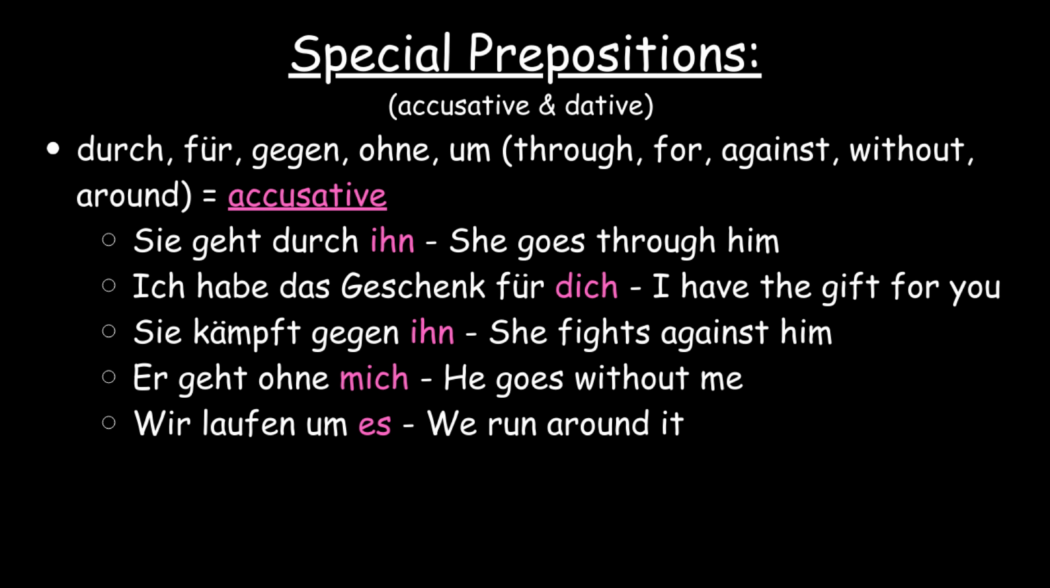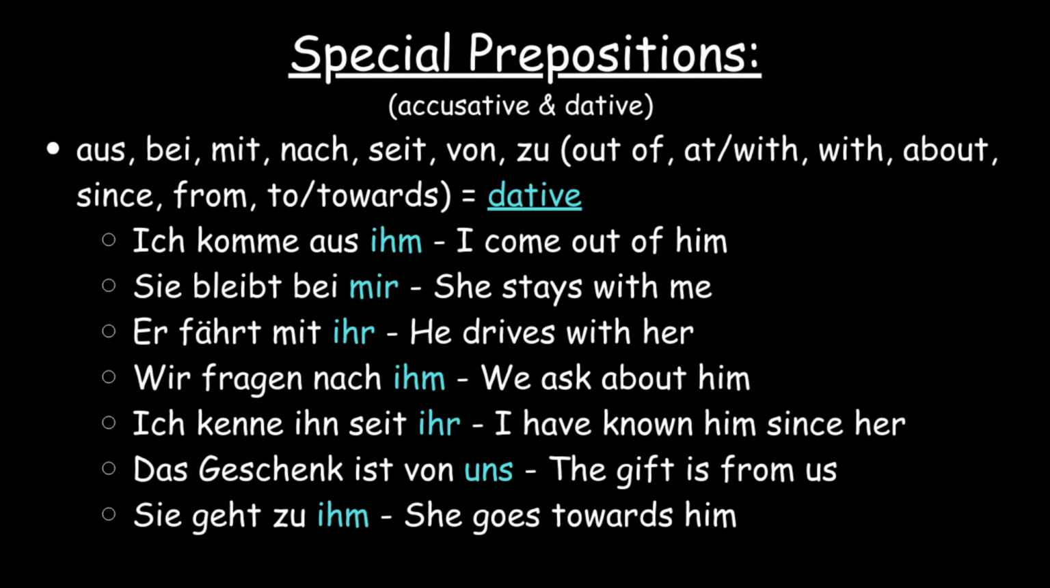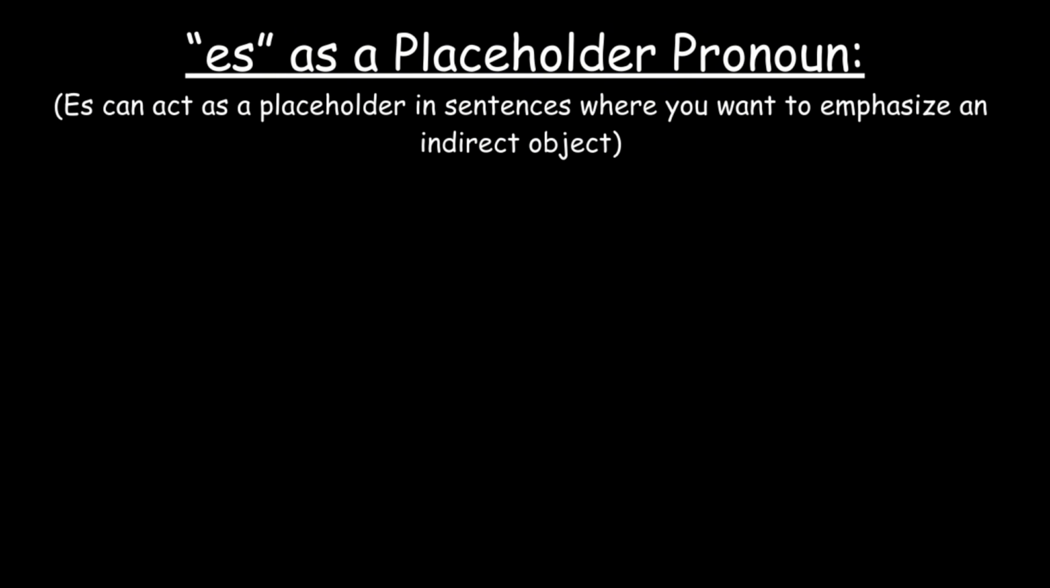Wir laufen es. Oppositely, prepositions like aus, bei, mit, nach, seit, von, and zu always use dative pronouns, like ich komme aus ihn. Sie bleibt bei mir. Fährt mit ihr. Wir fragen nach ihm. Ich kenne ihn seit ihr. Das Geschenk ist von uns. Sie geht zu ihm.